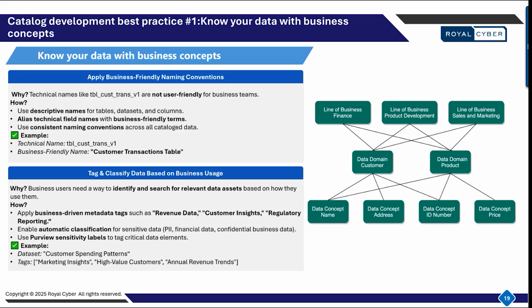Beyond naming, tagging and classification also plays a critical role, because it makes the data more discoverable, right? Business users need a way to search and identify data based on its purpose, whether it's revenue data, customer insights, or regulatory reporting, right? So what the Microsoft Purview catalog does is it allows organizations to apply metadata tags and automate classification, ensuring that sensitive information like PII or financial data is labeled and protected appropriately. For example, a data set on customer spending patterns might be tagged with marketing insights, high value customers, and annual revenue trends, right? Making it very easy for teams to find and use. So overall, by standardizing naming conventions and tagging, organizations can enhance searchability, improve collaboration, and ensure data governance aligns with business needs.